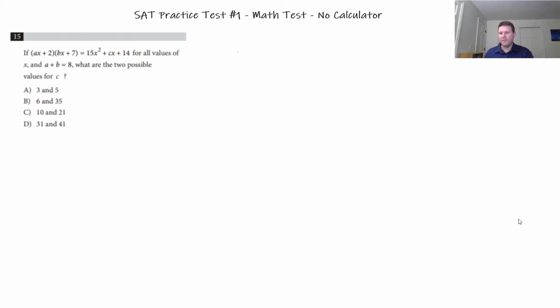15 is a fun one. So this is a problem involving constants, which I personally love. I think they're really fun, but I'm a math tutor and I chose to do homework for a living. So, take it with a grain of salt, right?